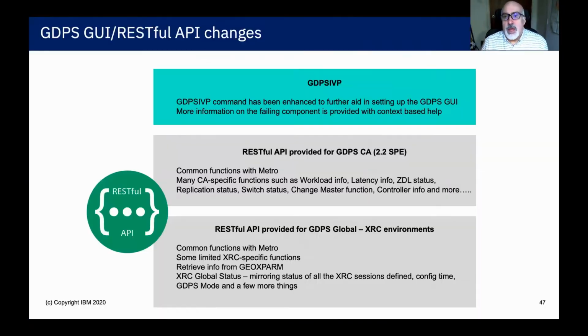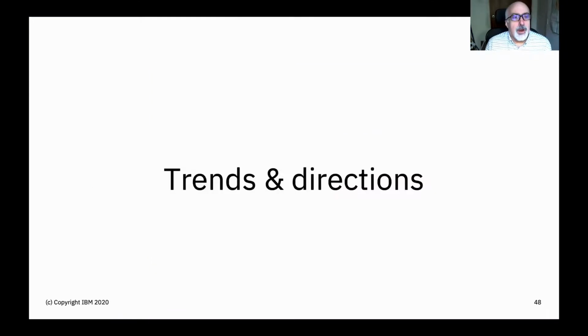Enhancements to the RESTful API. We've extended the GDPS IVP program to give you further aid in setting up the GUI if you're having some problems. As mentioned, we've provided the RESTful API for GDPS continuous availability, and we hope to soon see that for GM and MGM as well. And we provide also the API for the global XRC clients. Okay, so that is basically what I had.